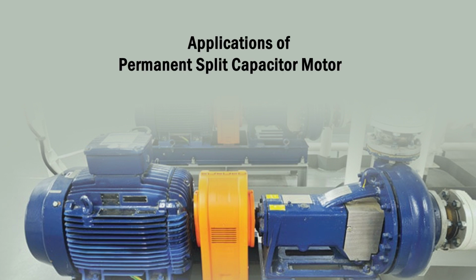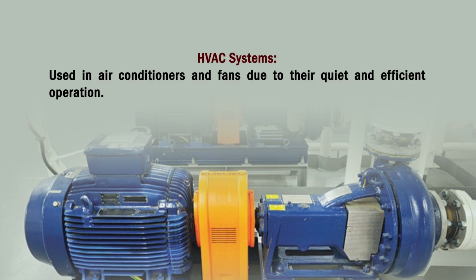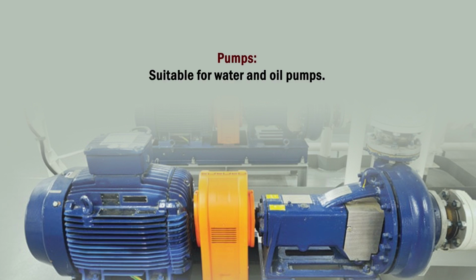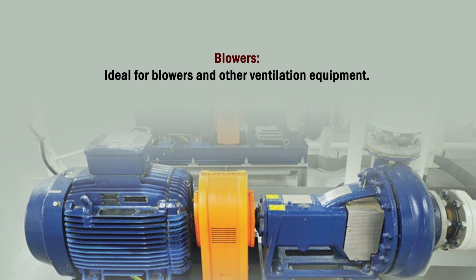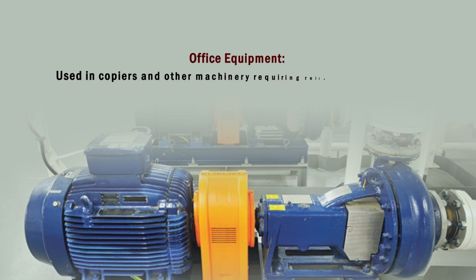The applications of the permanent split capacitor motor are in HVAC systems, where it is used in air conditioners and fans due to their quiet and efficient operation. These motors are used with pumps, suitable for water and oil pumps. These motors are used with blowers, which makes them ideal for blowers and other ventilation equipment, and they are used in copiers and other machinery requiring reliable performance.